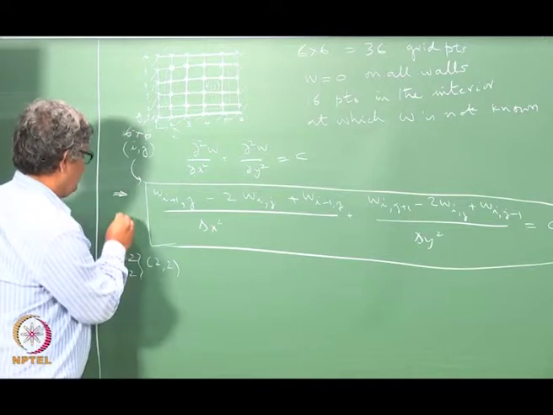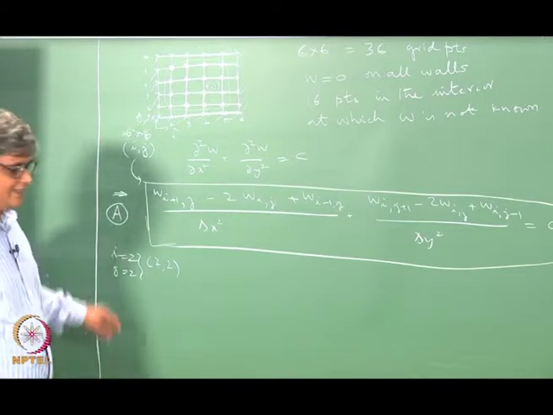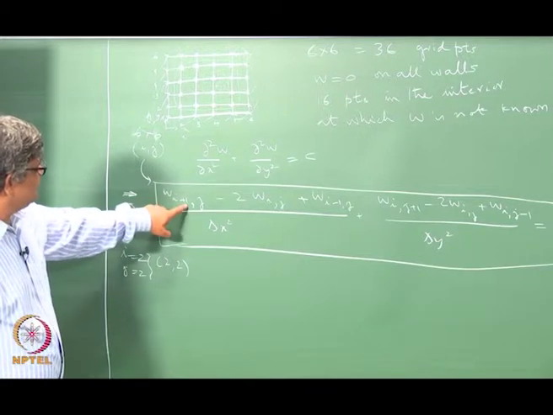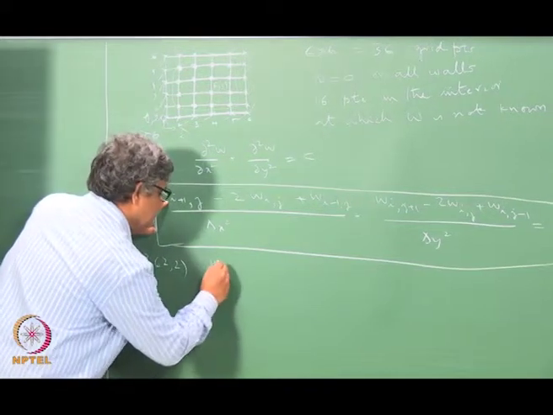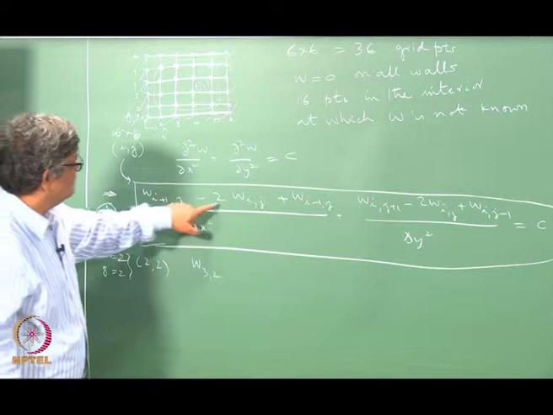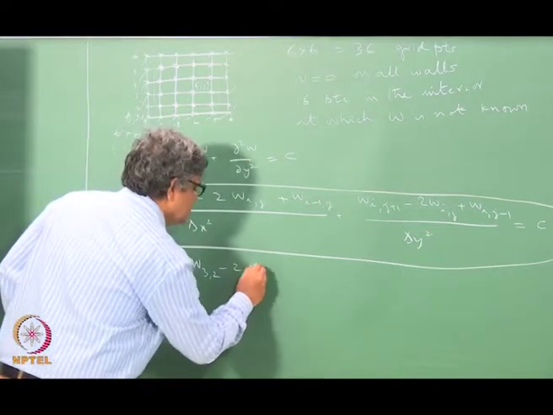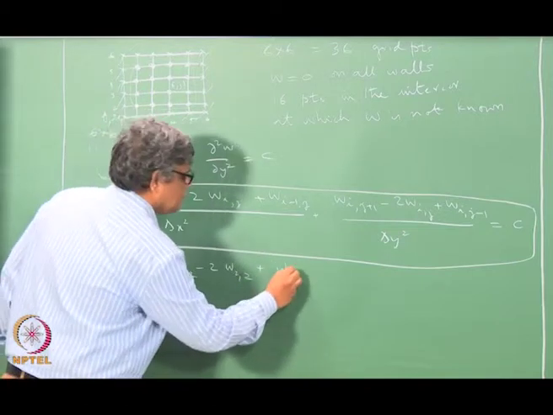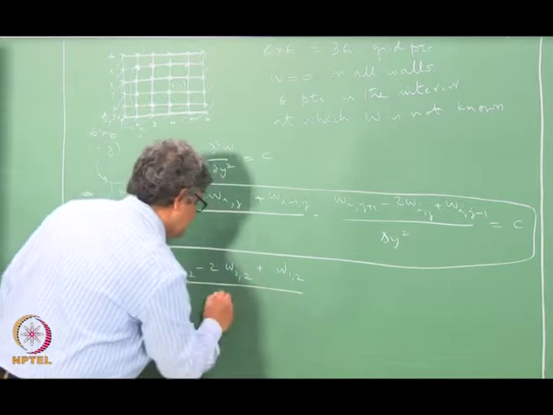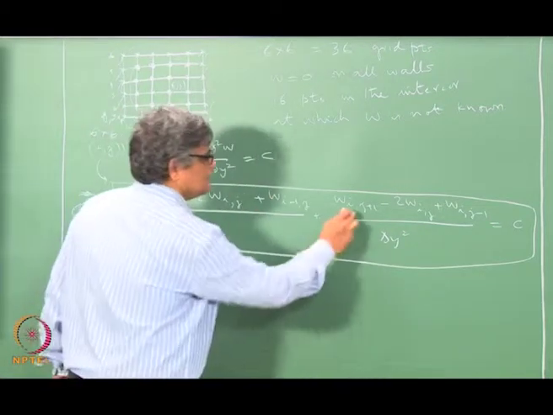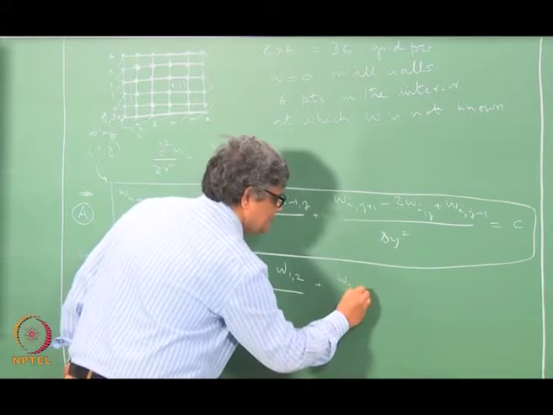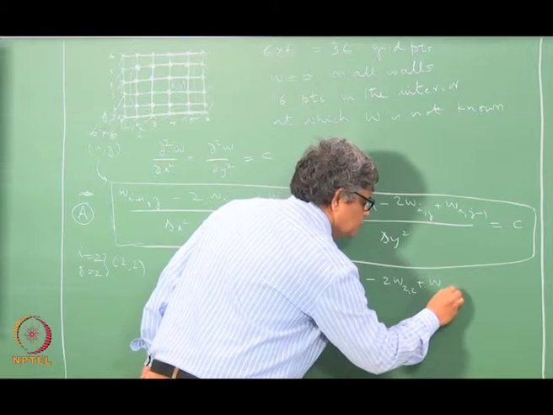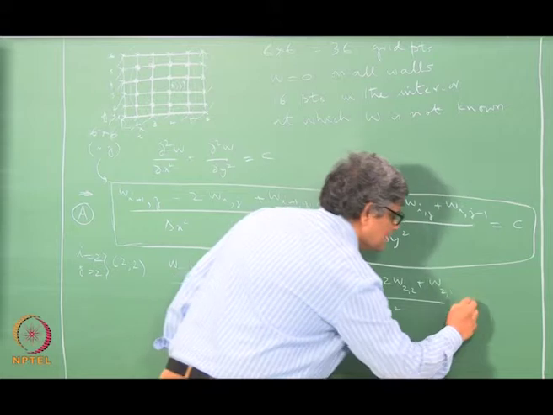If you take the template equation A and apply it to this point, the value of W i plus 1, j will become W 3,2 minus 2 W 2,2 plus W i minus 1, which is 1,2, divided by delta x square, plus W 2,3 minus 2 W 2,2 plus W 2,1 divided by delta y square, equal to C.